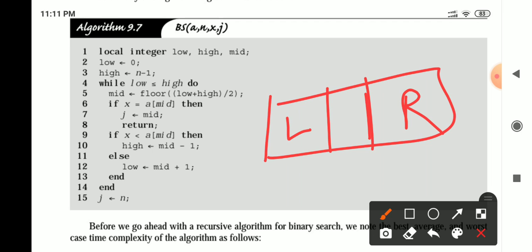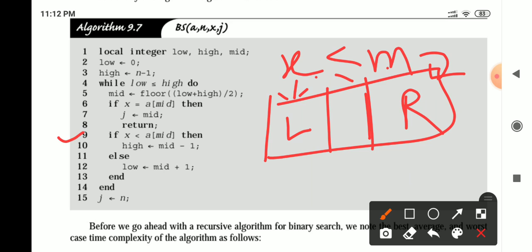If the value we are searching for, x, is less than mid, we are going for the left part, and if x is greater than mid, we are going for the right part. So of course, we are going to use less than or equal to, greater than or equal to operations here. So here we have the next condition: if x is less than a of mid, then what we are going to do is high is equal to mid minus 1.